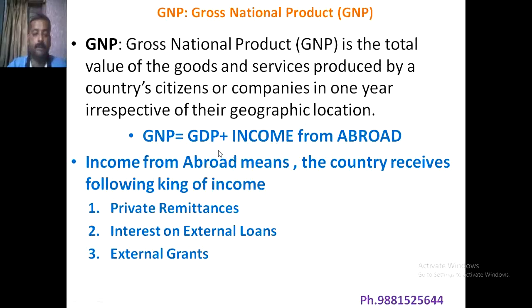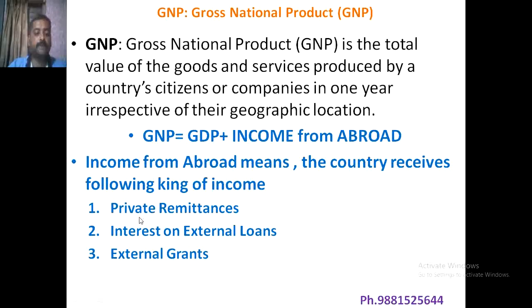Now let us see the GDP. About the GDP, we have seen in detail in earlier lectures. Now we'll focus on income from abroad. Income from abroad means the country receives different kinds of income from foreign countries. It can be classified into three different categories or headings.